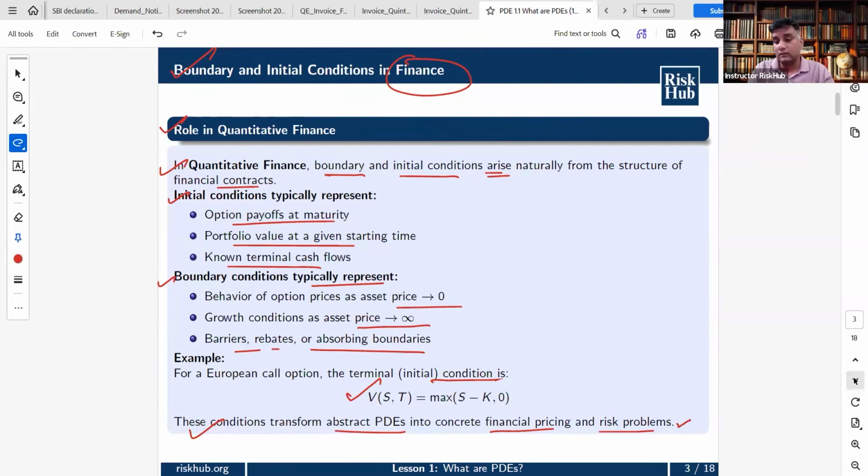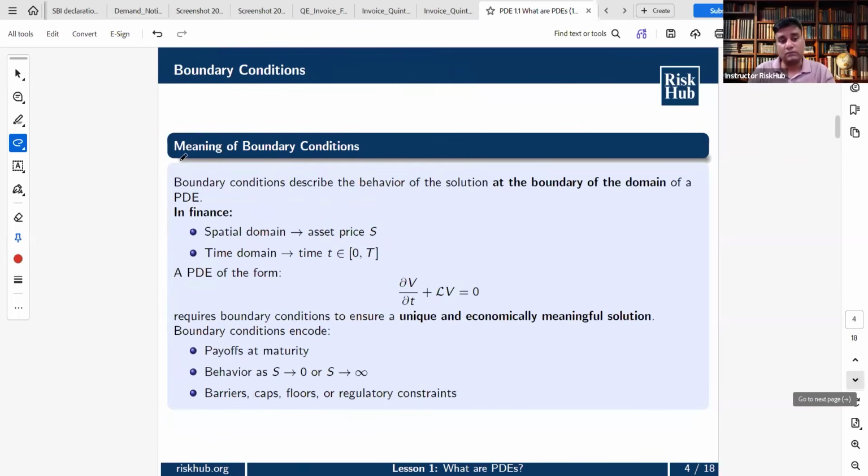Okay. Then we get into the next part, which is the meaning of the boundary condition. The slide introduced the PDE form, right? We can see this is the PDE form. It is pronounced as partial derivative of V with respect to t plus L, operator applied to V, equals 0, where the partial derivative del V by del t is how much V changes as time passes. LV is the effect of asset price movement, volatility, interest rate, etc. Equal to 0 is the no-arbitrage, pricing balance in the Black-Scholes world. LV in this part would contain terms related to delta, gamma, volatility, and interest rate.